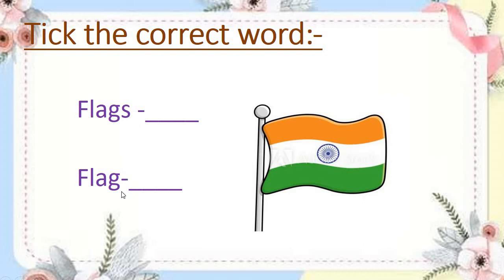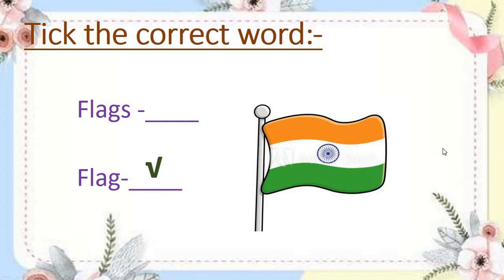Flags or flag? Can you answer? You have to tick the correct word. Tick the correct word. Can you answer this? Yes, flags or flag. So, it will be flag. There is only one flag. So, flag. Here you have to put the tick mark. Flag. Okay, children? Are you understanding? Flags. Flag. Here you have to put the tick mark.